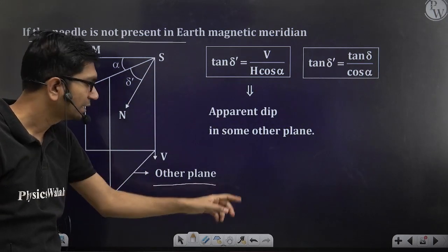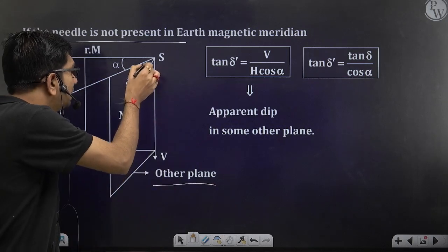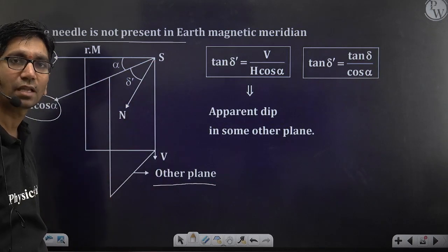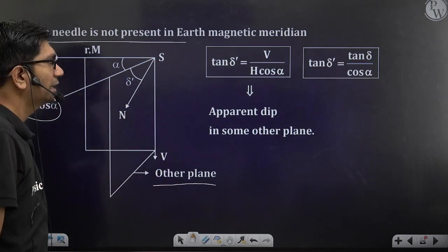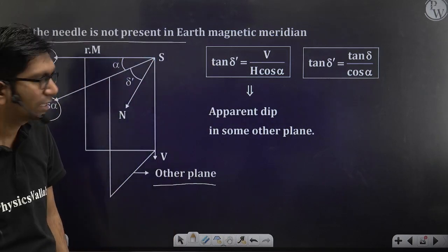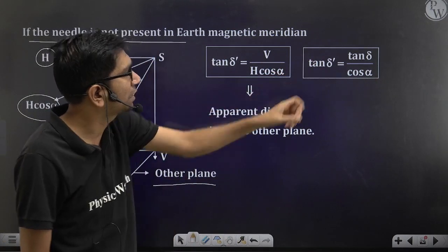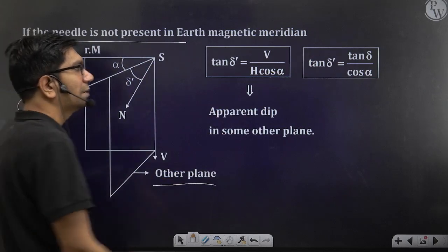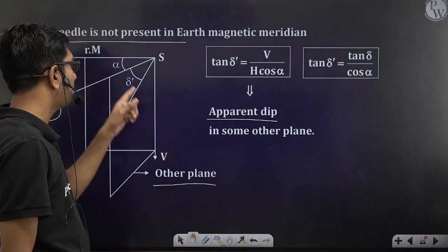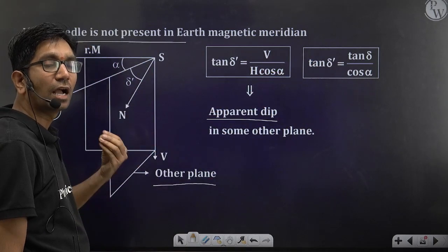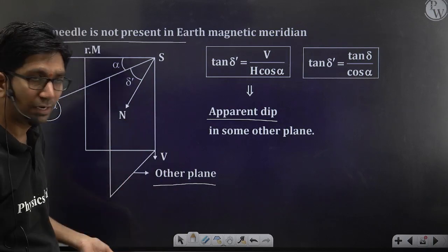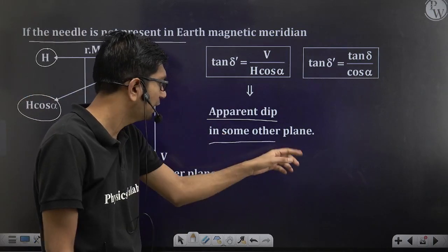So this is another plane. In this plane it is making some angle of dip, delta dash. So what is the delta dash formula? Tan delta dash is V by H cos alpha. You can also write this as tan delta dash equal to tan delta by cos alpha. Now this is the apparent dip, which is nothing but the angle of dip present in another plane, some other plane.